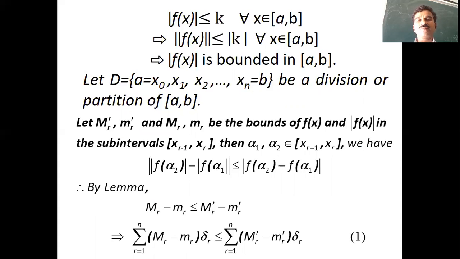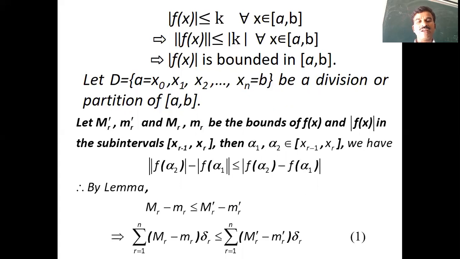Let D be a division of AB. Let M_r' and m_r' be the bounds of f(x), and M_r and m_r be the bounds of the modulus of f(x) in the closed subinterval [x_{r-1}, x_r]. Then for every alpha_1 and alpha_2 in the subinterval [x_{r-1}, x_r], we have the relation that the magnitude of the difference is less than or equal to the magnitude of f(alpha_2) minus f(alpha_1).